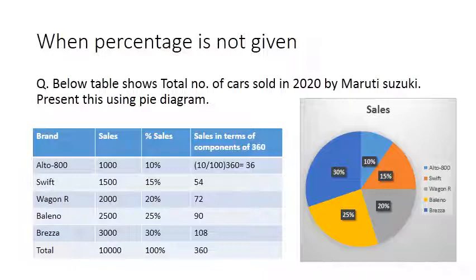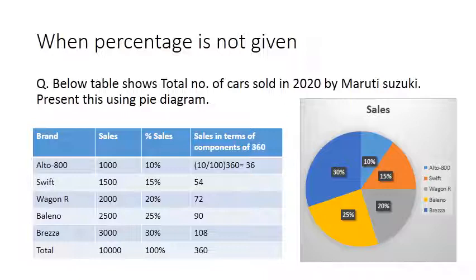Now you are having the percentage sales. Now you have to convert it into terms of component of 360 angle. It will be 10 divided by 100 into 360. First it will be 36 degree. For Swift it will be 54 degree. For Wagoner it will be 72 degree. For Baleno it will be 90 degree. For Brezza it will be 108 degree. And total is 360. And you can present this in the form of pie diagram.